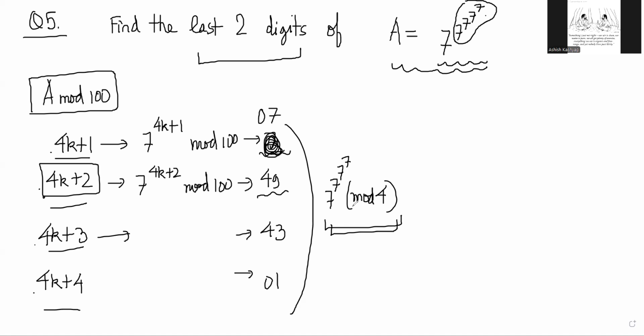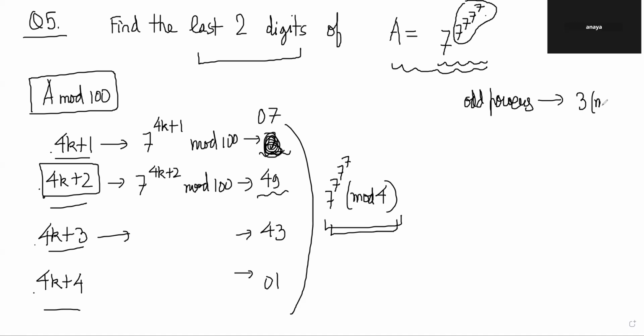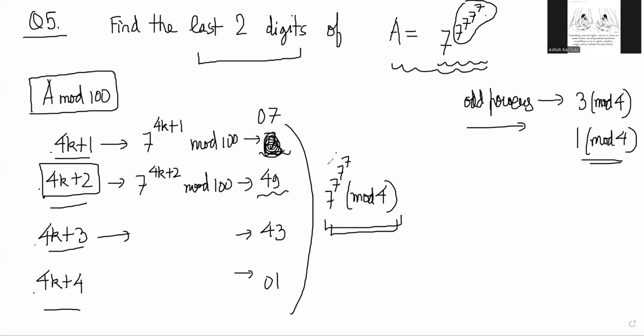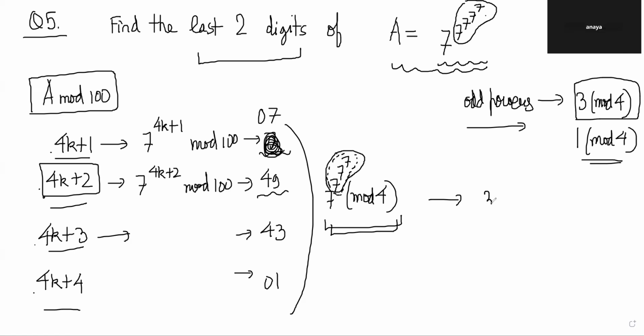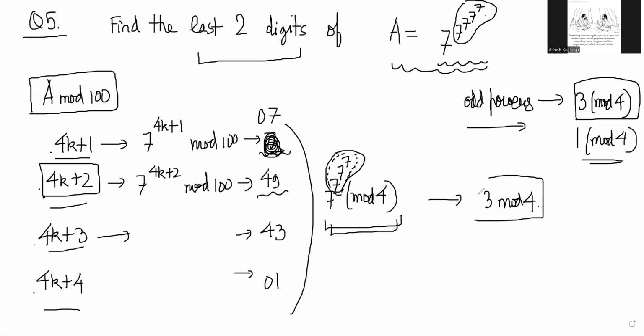And then the pattern keeps repeating, right? So odd powers, it is always going to be 3 mod 4, right? Yes. And even powers, it's always going to be 1 mod 4. But it is obvious that the power here is an odd number, right? This power can never be even, no? It's just repeated sevens. So since it's an odd power of 7, it will be 3 mod 4, right? And if this is 3 mod 4, then the overall power is like a 4k plus 3, right? Yes. So the answer is 43.